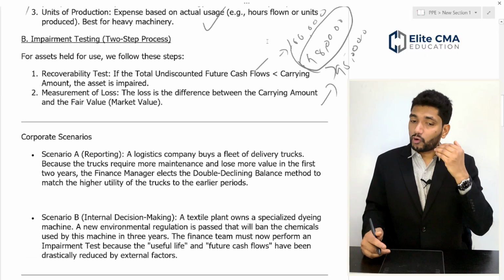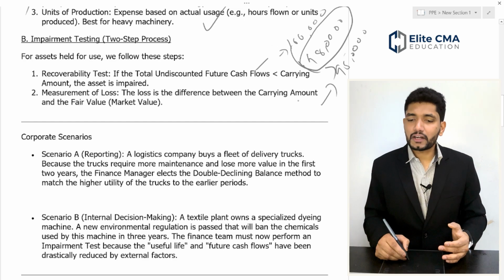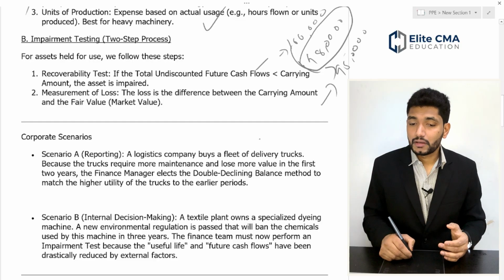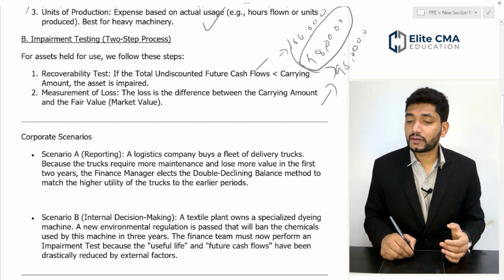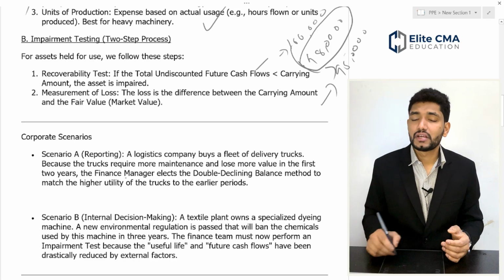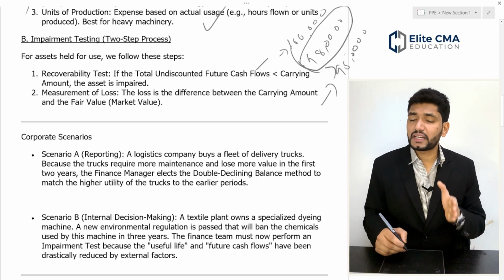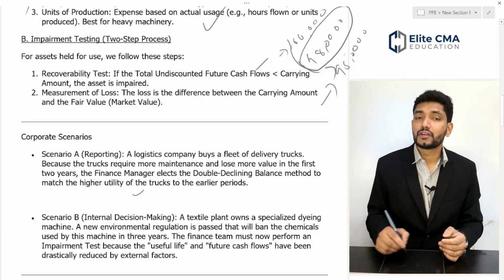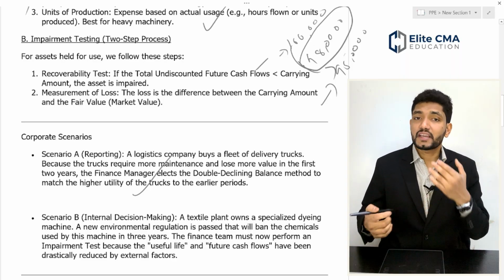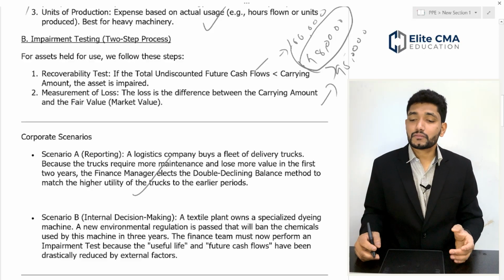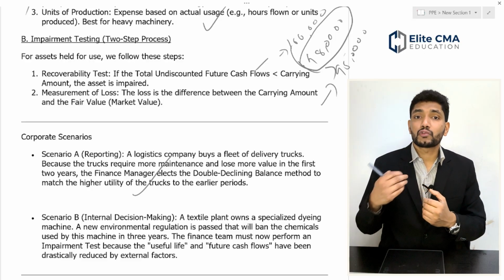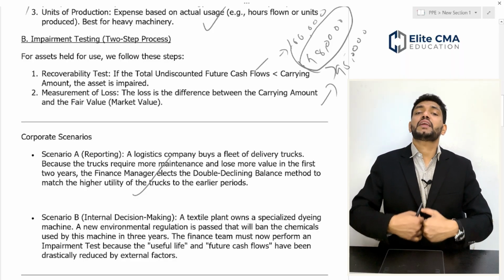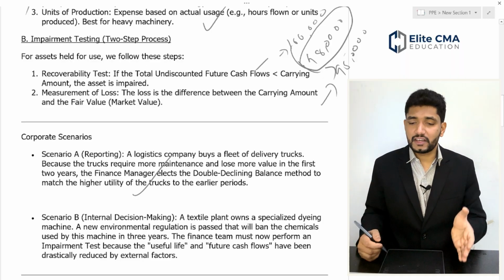Let us move into some corporate scenarios. Scenario 1: a logistics company buys a fleet of delivery trucks. Because the trucks require more maintenance and lose more value in the first 2 years, the finance manager elects the double declining balance method to match the higher utility of the trucks to the earlier periods. So, this is a normal case. If you bought a new truck, you can choose the double declining balance if you are using that asset more in the early stages.